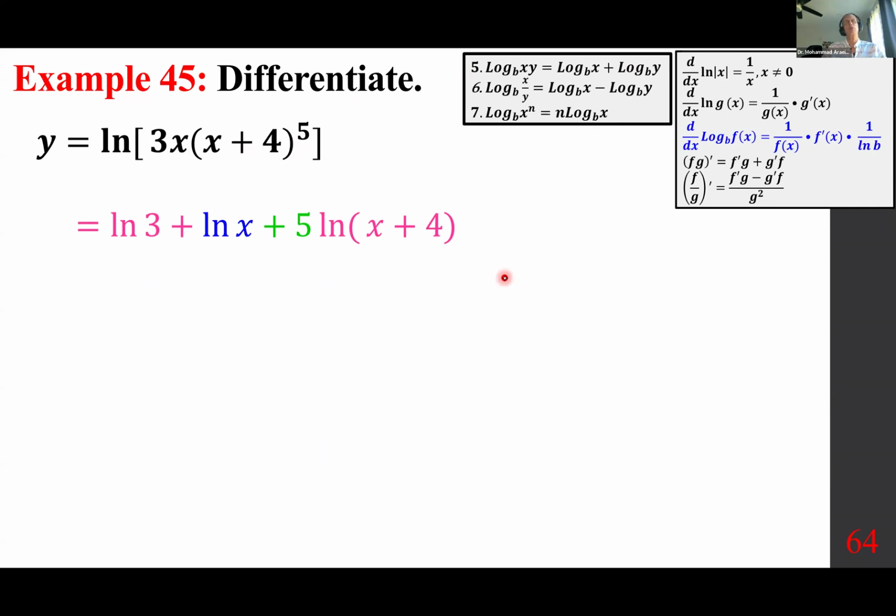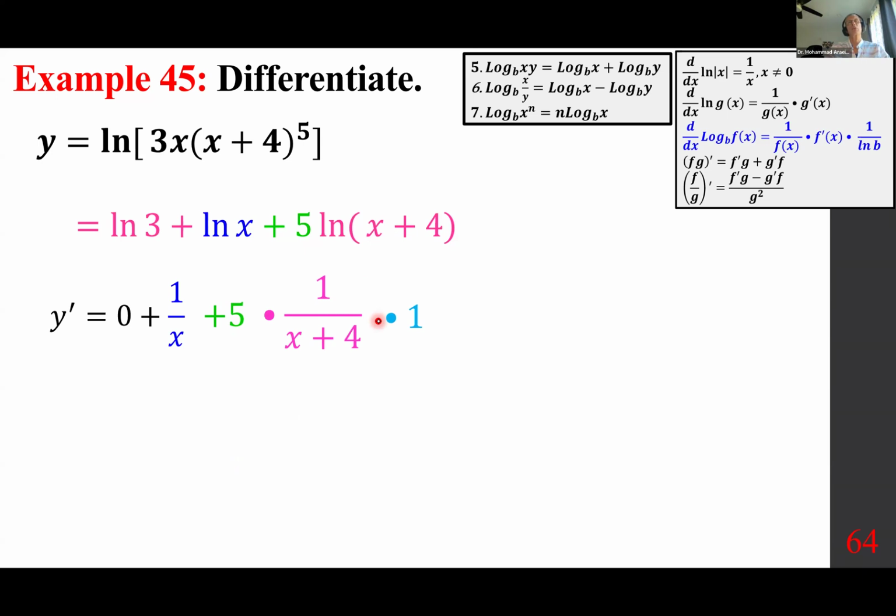Now to differentiate, we differentiate piece by piece. The first one is a number. The answer is 0. ln x is 1 over x. Plus 5. Now natural log, flip this over, 1 over x plus 4. And then the derivative of x plus 4 is just 1. And that's the end of calculus.